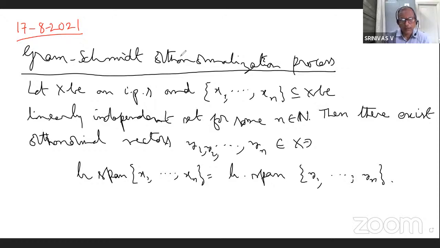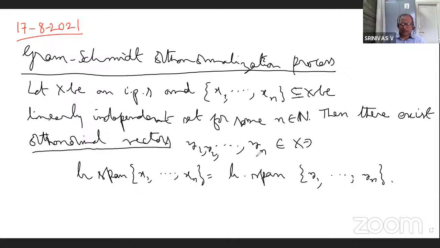Yes, sir. Okay. Now, let X be any inner product space, and say you have n linearly independent vectors x1, x2 up to xn in X. I'm assuming this set is linearly independent. A set is said to be linearly independent if the elements of it are linearly independent. For some natural number n, then there exist orthonormal vectors y1, y2 up to yn in X such that the linear span of these n linearly independent vectors is equal to the linear span of these n orthonormal vectors. These are orthonormal vectors.